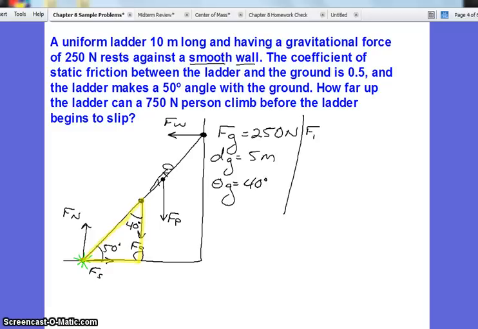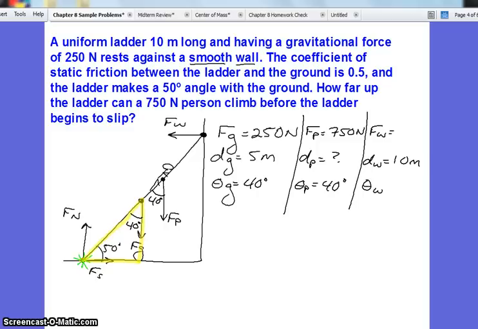Then we have the force of the person is 750 newtons. We're trying to find the distance of the person. We don't know that. And the angle of the person is also 40 degrees for the same reasons. Now the other torque is caused by the force of the wall. We don't know that yet. The distance the force of the wall is away is the full length of the ladder, which is 10 meters. And the angle for the wall, again, if we draw from the fulcrum to the force in the direction of force, is going to be 50 degrees as well.